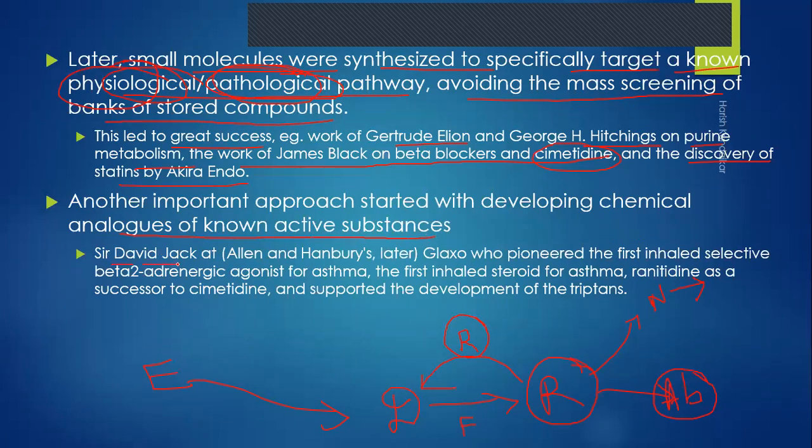So, for example, Sir David Jack et al. from Glaxo, which was previously called Allen and Hanburys, they pioneered the first inhaled selective beta 2 adrenergic agonist for asthma. They also pioneered the first inhaled steroid for asthma. Then they also went on to discover ranitidine as a successor to cimetidine, right? And then they also worked on the development of triptans, right?